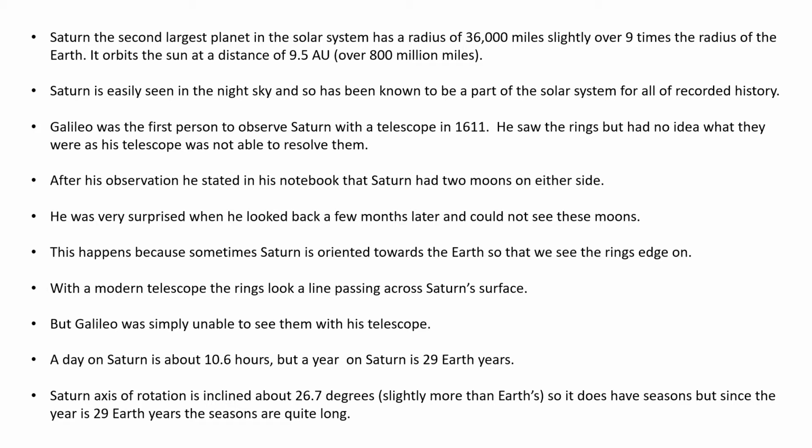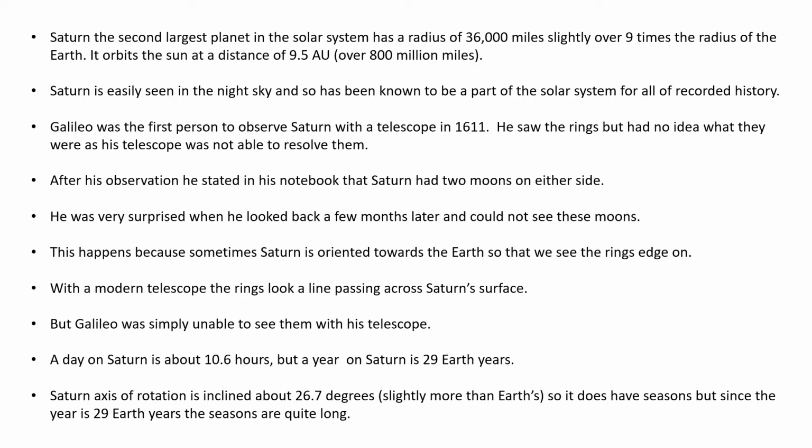Saturn is easily seen in the night sky, and so it's been known to be part of the solar system for all of recorded history. Galileo was the first person to observe Saturn with a telescope in 1611. He saw the rings of Saturn, but he had no idea what they were, since his telescope wasn't able to resolve them and show the ring shape. He just saw something sticking out from Saturn on either side. So in his notebook, he wrote that there were two moons exactly opposite each other on the side of Saturn.